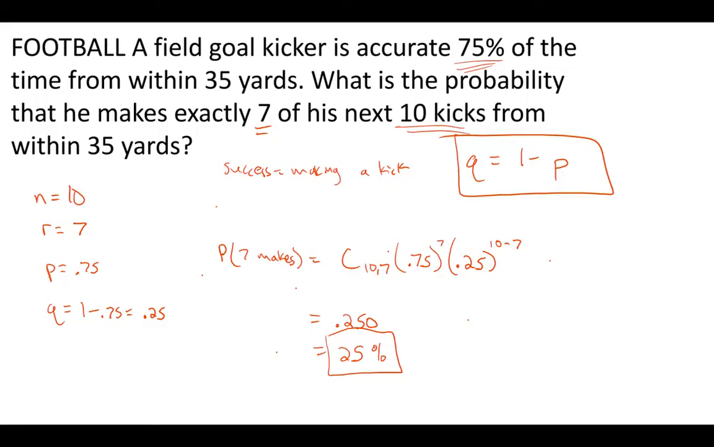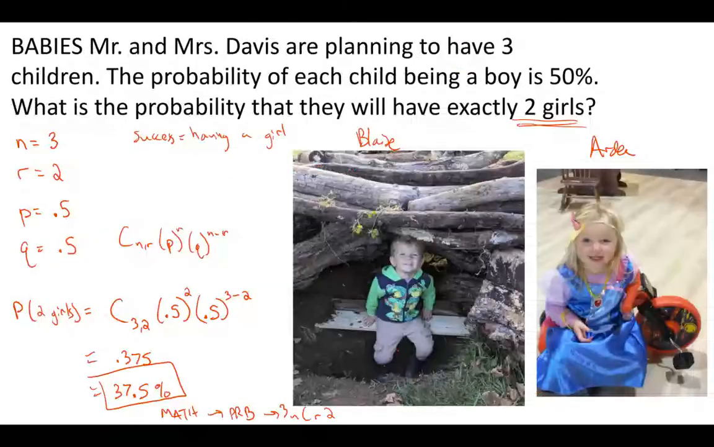Now, if the question were changed a little bit, if it had said at least 7, then we would need to do the probability of 7 plus the probability of 8 plus the probability of 9 plus the probability of 10. So we'd actually have to do 4 separate calculations and add those up. But this is saying exactly 7. And same with the previous question. I specifically said exactly 2 girls, because if it was at least 2 girls, then I would need to do the probability of 2 girls plus the probability of 3 girls.